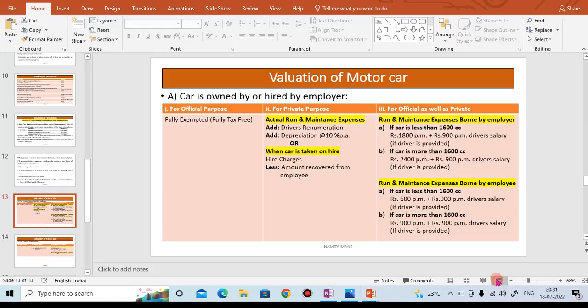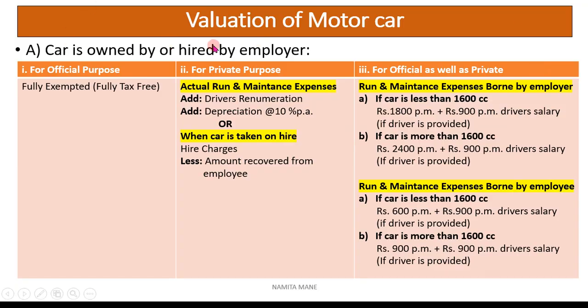Now check here. For the purpose of valuation of motor car, the first condition is what? The car is owned by the employer. As per the question, the car is used for official and private purpose. The next condition is that the running and maintenance expenses are borne by the employer. Third, the car is 1800 cc.